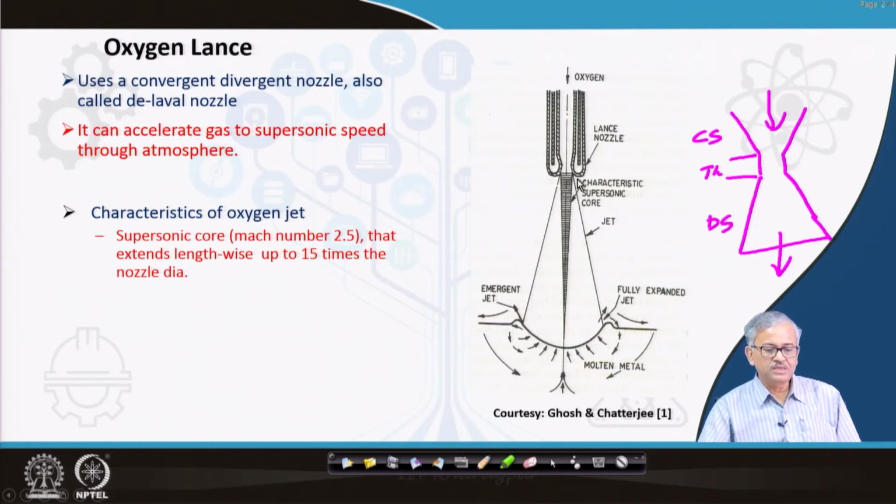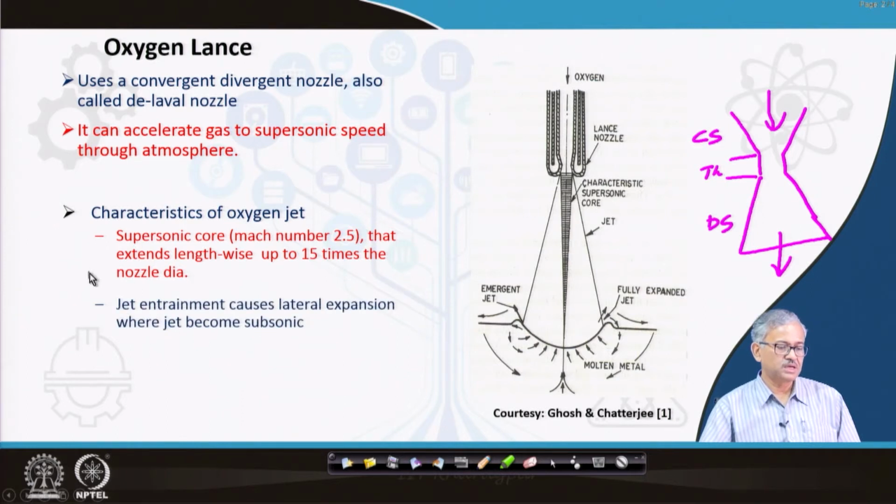And it extends. What is the length of this supersonic core? It has been found that it is around 15 times the nozzle exit diameter. Okay. So, 15 times the nozzle diameter. So, it extends up to that, right. So, this is one of the important characteristics.